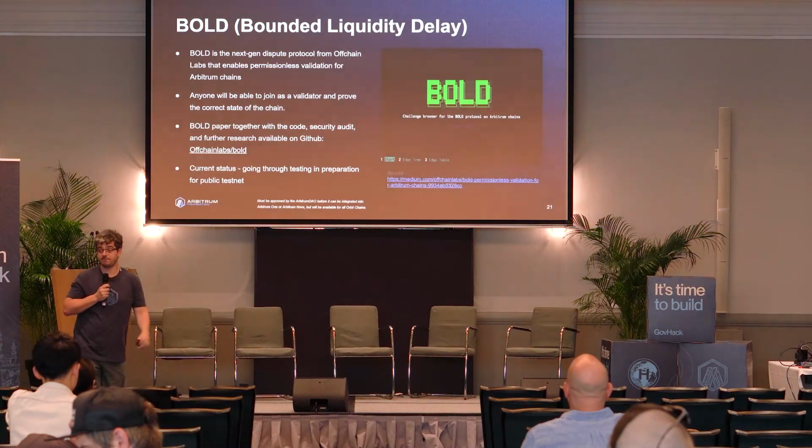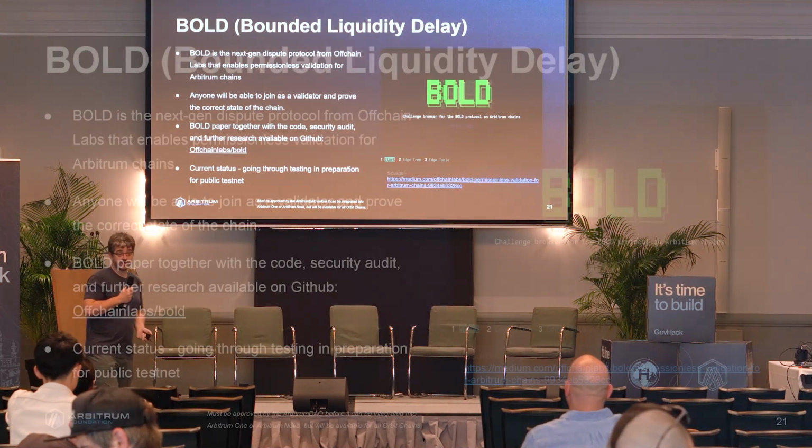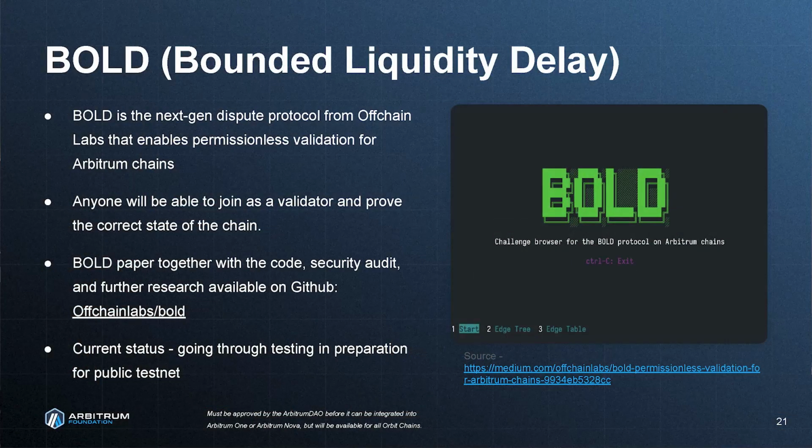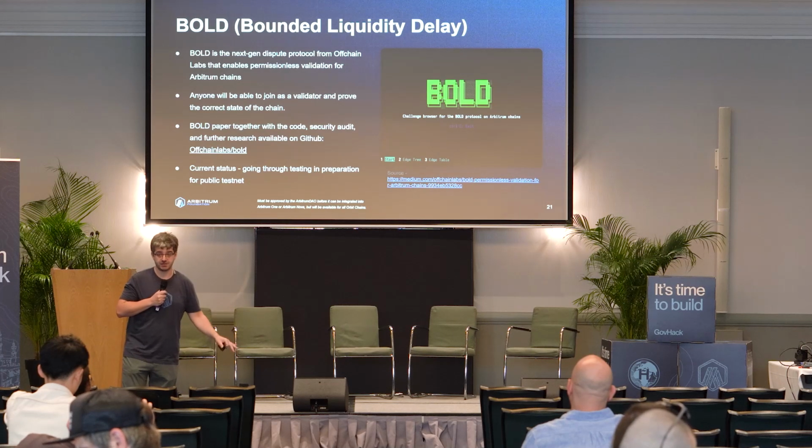So that's where Bold comes in. Bold is a new fraud-proof system. So in 2021, Arbitrum was launched with fraud proofs, and they worked, but there's some theoretical parts of it where you're like, this could be much better. And so over the past 2 years, at least at Off-Chain Labs, they worked on this new protocol called Bold that solved some of the theoretical problems around how they designed fraud proofs initially.